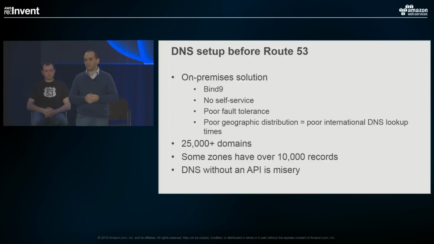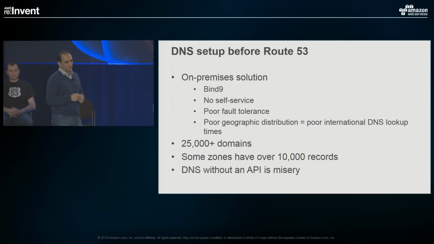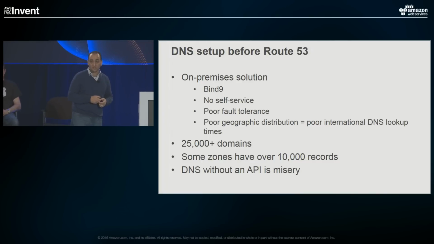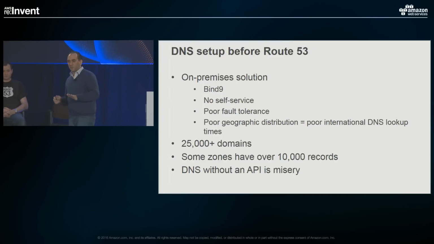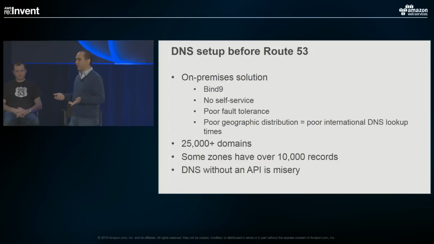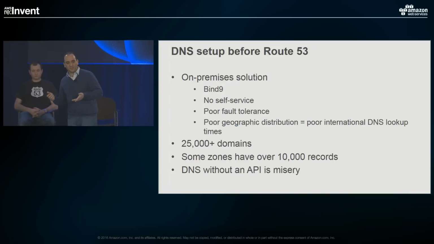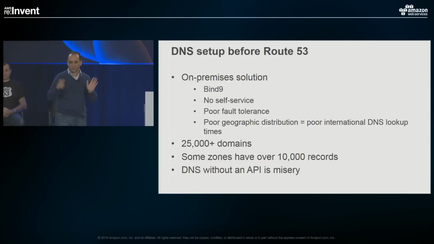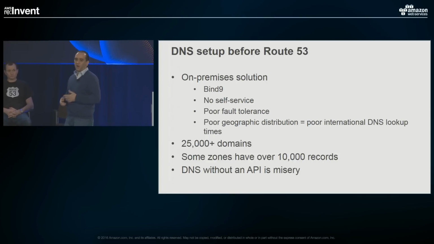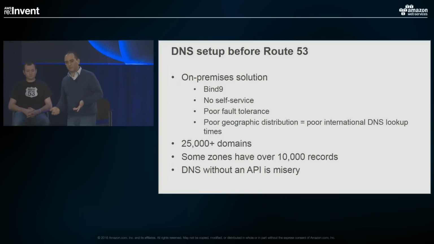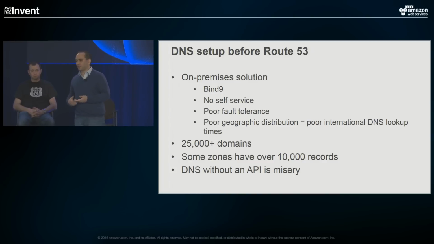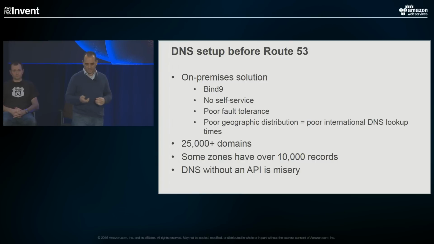25,000 plus domains, that was the scope of what we had to migrate. Some zones were quite big. WarnerBros.com has over 10,000 records within that zone file. But ultimately, the takeaway for any of you that are running an on-premise DNS solution, whether it's BIND or TinyDNS or whatever you have out there, Microsoft DNS, the one takeaway, and I'm a big believer in this, is if you operate DNS without an API in front of it, it's pure misery. And that's one of the things that we, of course, got as part of our migration to Route 53.